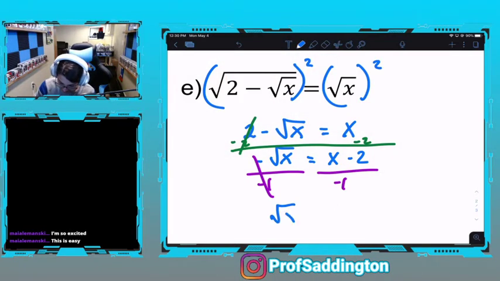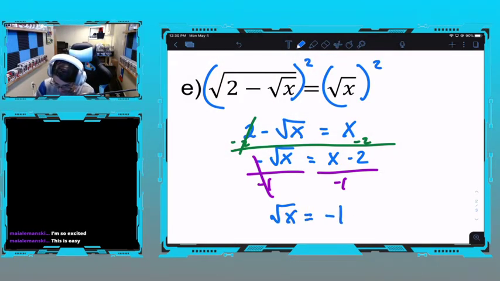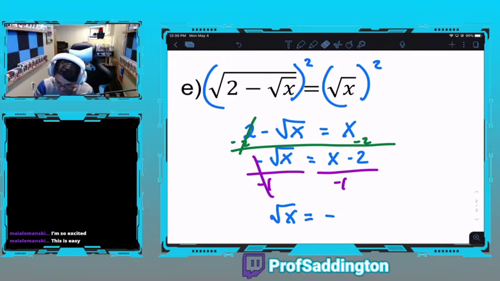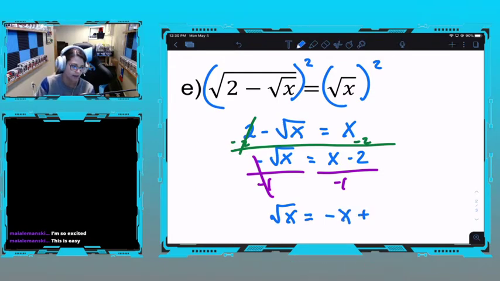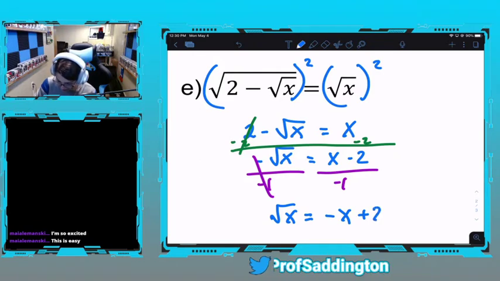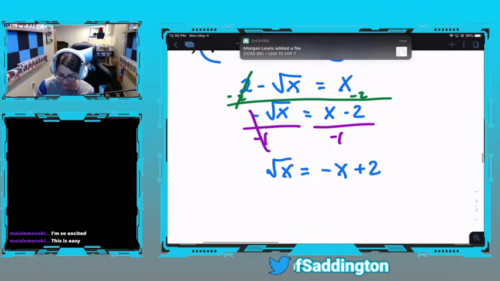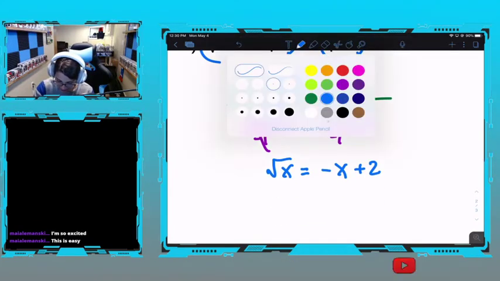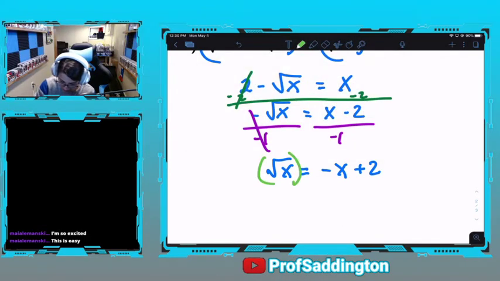So that's going to change all the pieces. That's going to be radical x equals negative x. Oops, that's not an x. Negative x, plus 2. And now from here, I'm still left with a radical, so I'm going to square both sides.